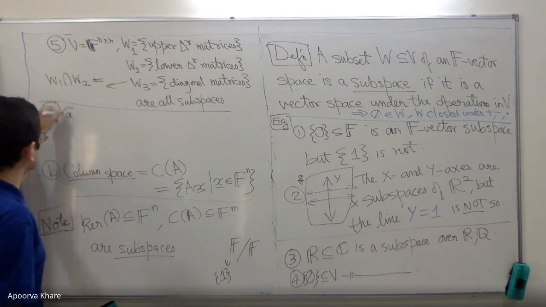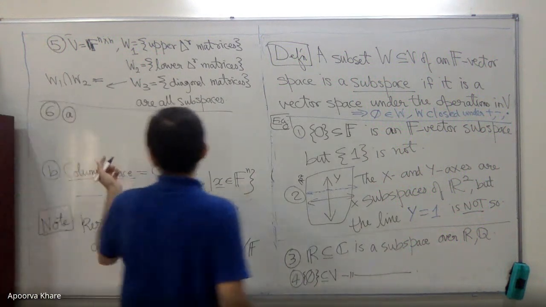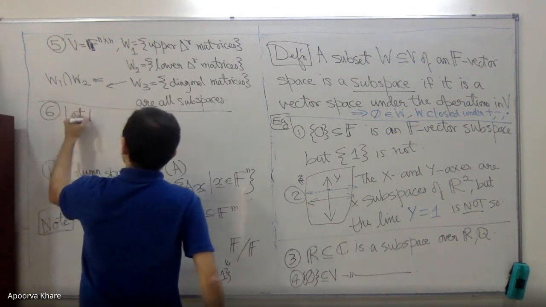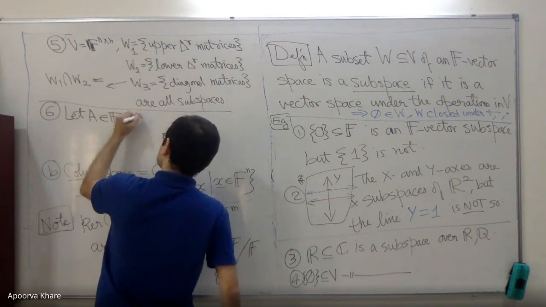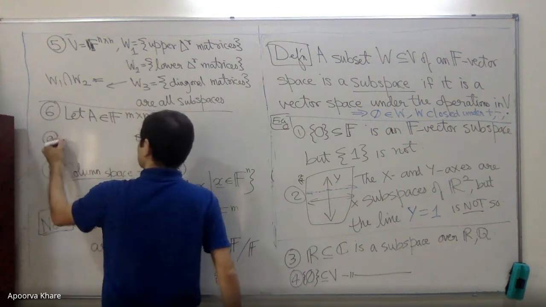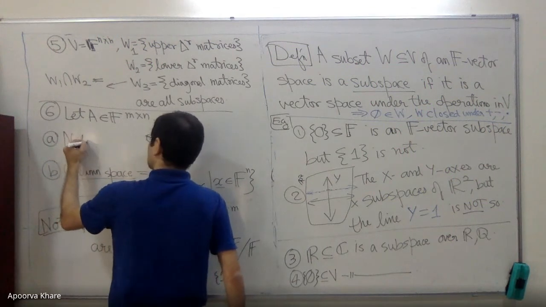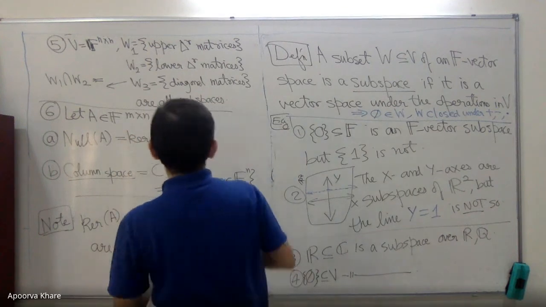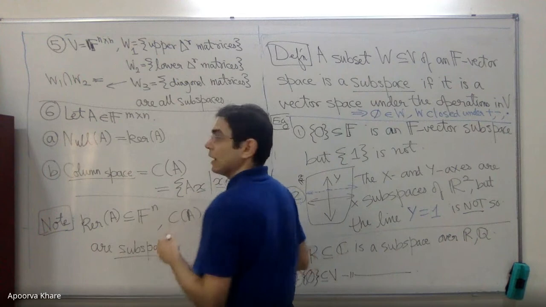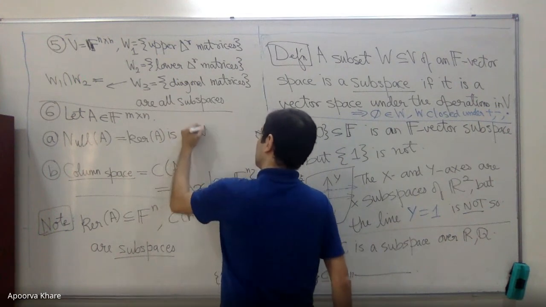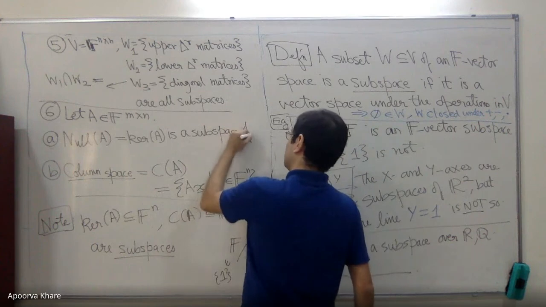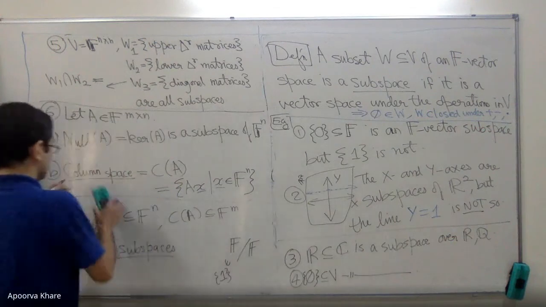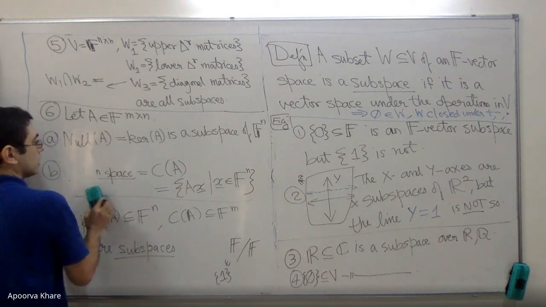Example 6 was exactly these row space, null space and column space. These are also subspaces. Let A belong to F to the n cross n. Part A, the null space of A, which is the kernel of A, is a subspace of F to the n. And similarly, the column space is a subspace of, that's fine.